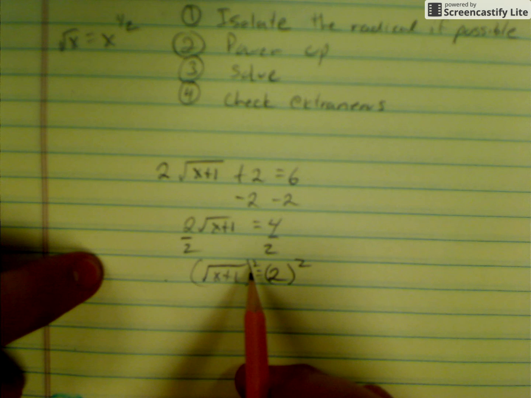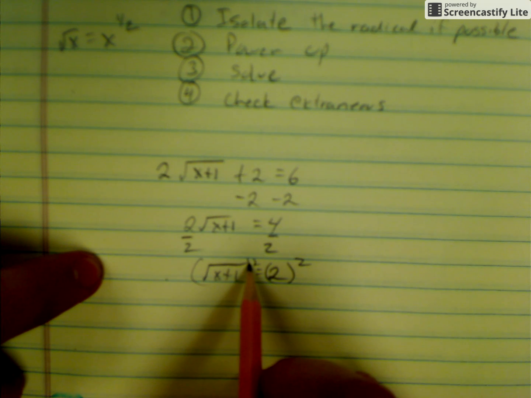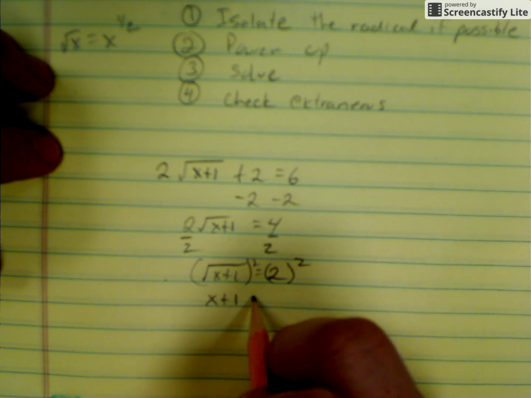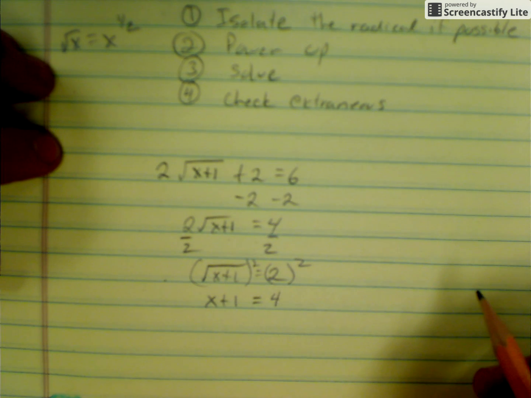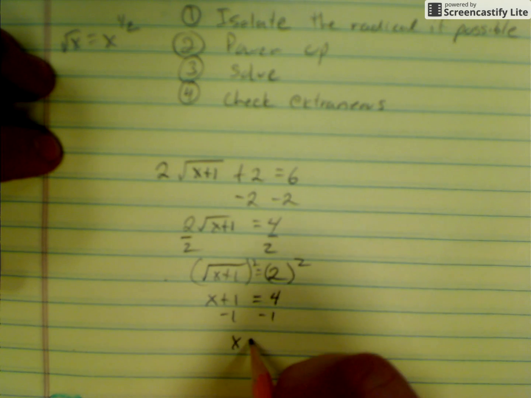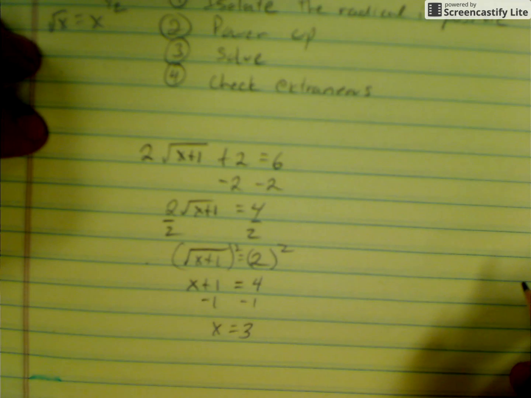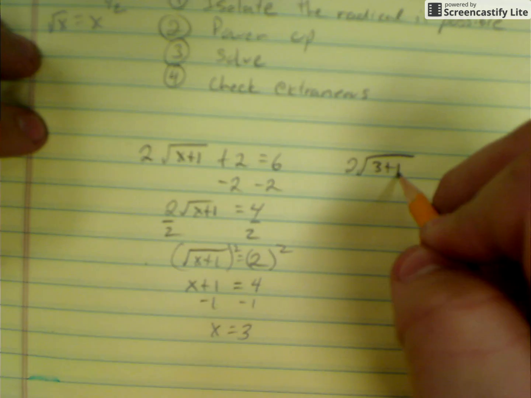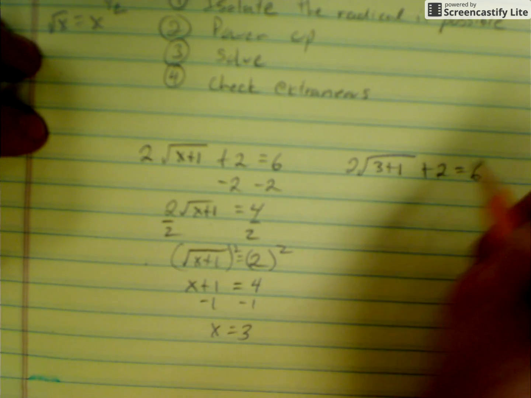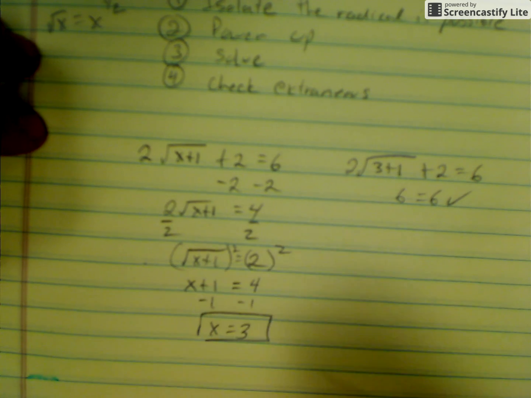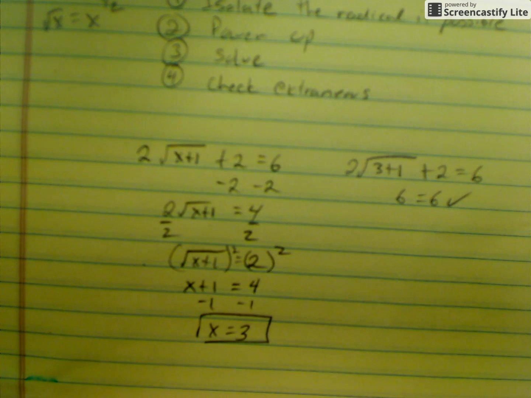And the reason why is because square and square root are the inverses of each other. So squaring the square root actually cancels out or becomes 1, however you want to say it. And then this becomes 4. Subtract your 1. So in fact, we get that x is equal to 3. And then we check it by subbing it back in. And when you work through this, what you get is the fact that 6 is equal to 6, which checks out. And that's your solution that you have there.